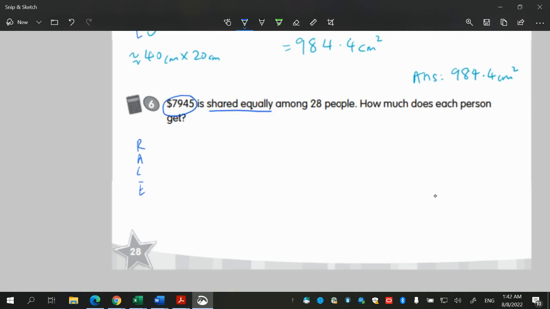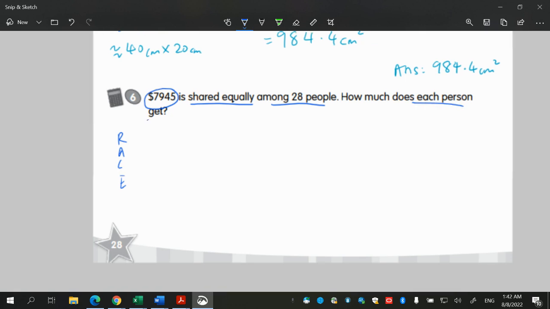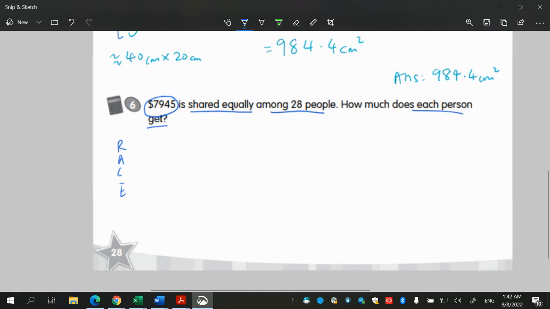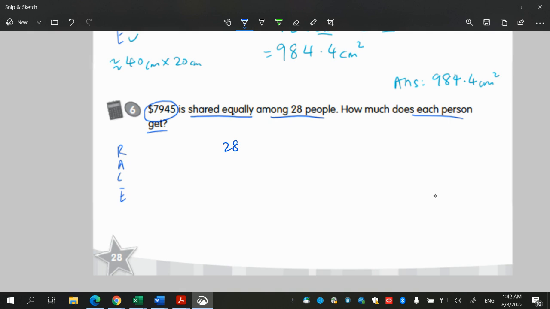$7,945 shared equally among 28 people. How much does each person get? So I think this is sharing of money. So I've got 28 people. They are sharing an amount of money that's $7,945. You're asking for each person. Each means that's referring to one person. That will be $7,945 divided by 28 people, with the help of my calculator.